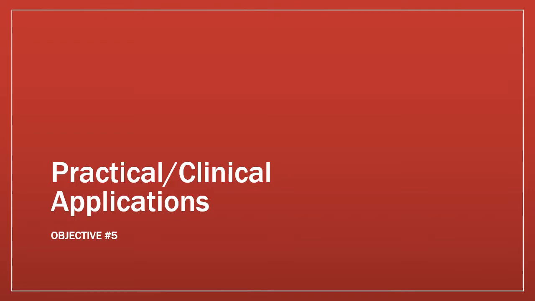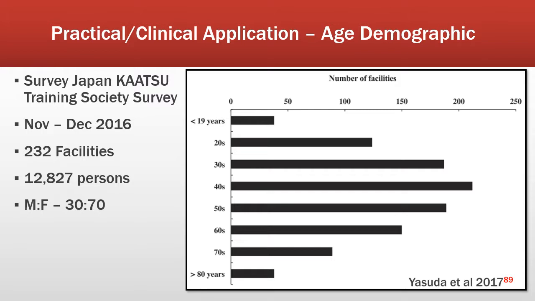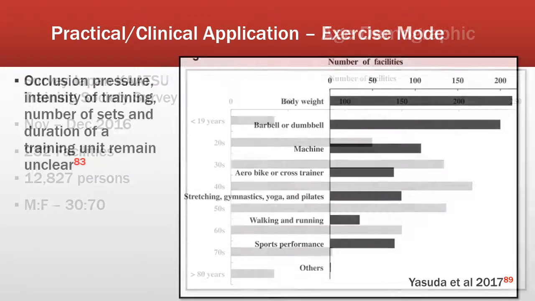Okay, so finally, let's look at the practical applications now that you know the safety and the side effects, how to properly screen for your individuals, and also what the effects potentially are and the benefits that your patients can have. Okay, so we go back to some of the pooled data. So age, demographic. So this is essentially in Japan the patient demographics of the people who are using BFR. It ranges from less than 19 to over 80 years of age, with the majority of the individuals being middle-aged.